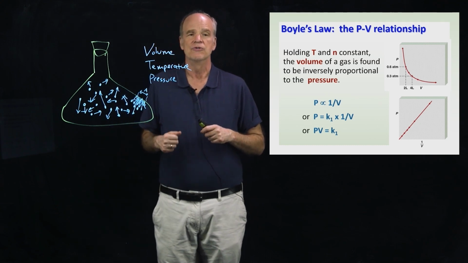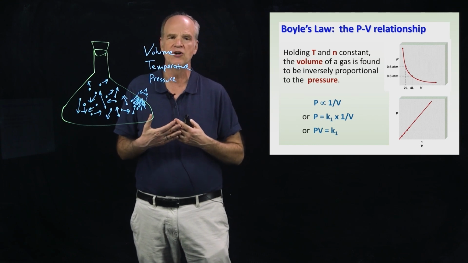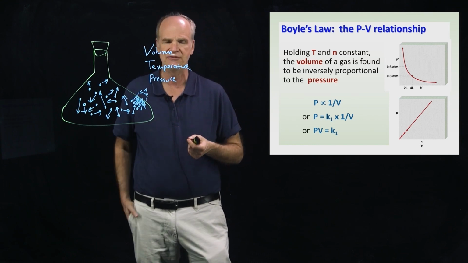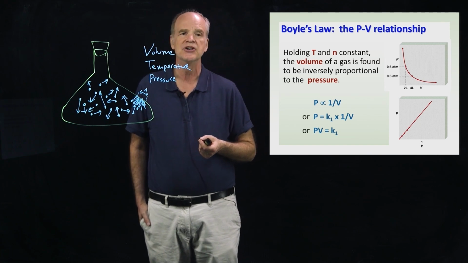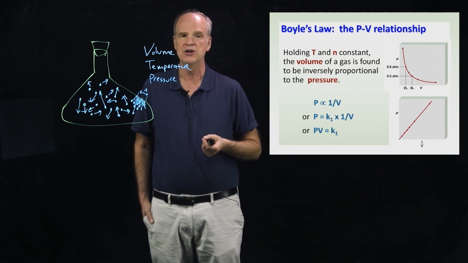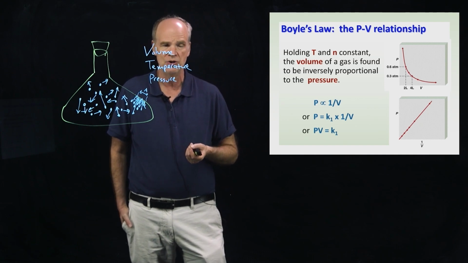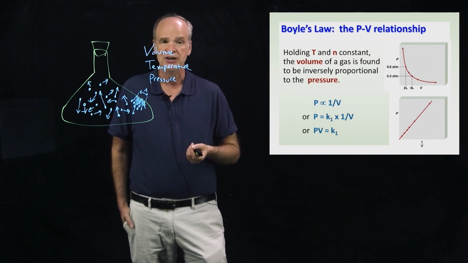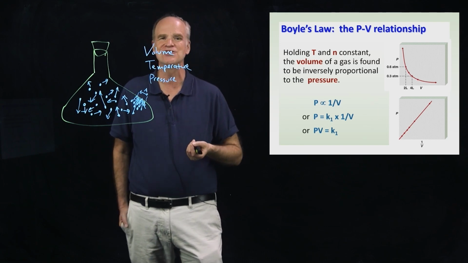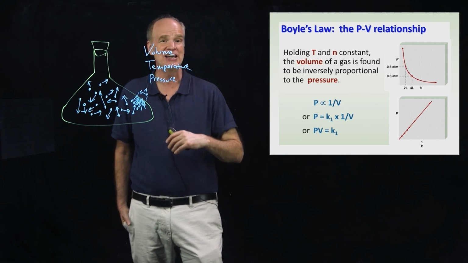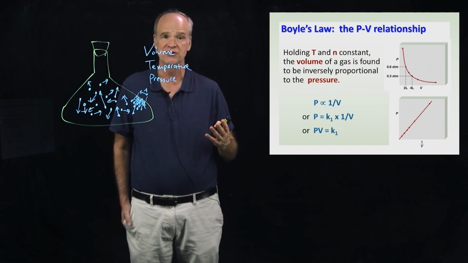So let's say you have a gas, and you reduce its volume to be 1/2 of the original volume. Its pressure will go up 2 times. If you reduce the volume of the gas to be 1/3 of its original volume, its pressure will go up 3 times. If you reduce the volume of gas to be 1/10 of its original volume, its pressure will go up 10 times. So that is a nice quantitative relationship between pressure and volume.